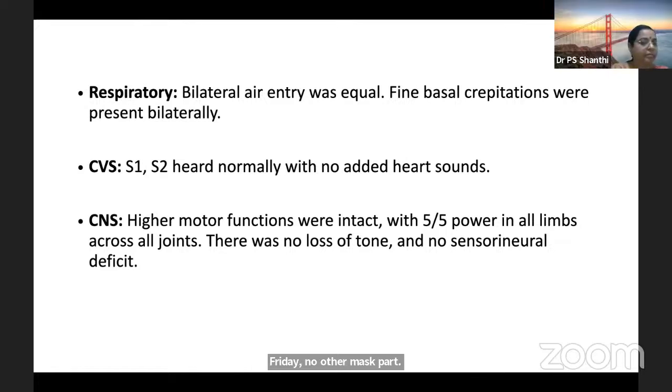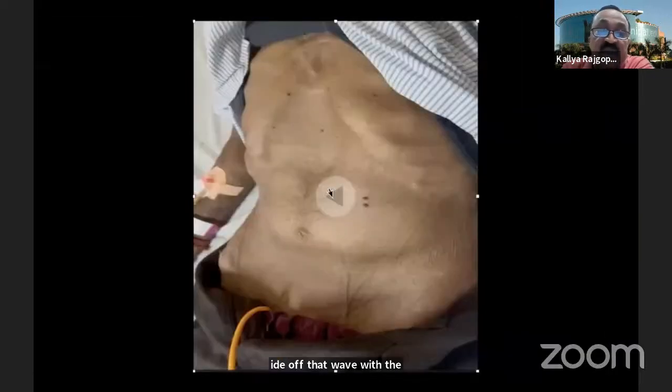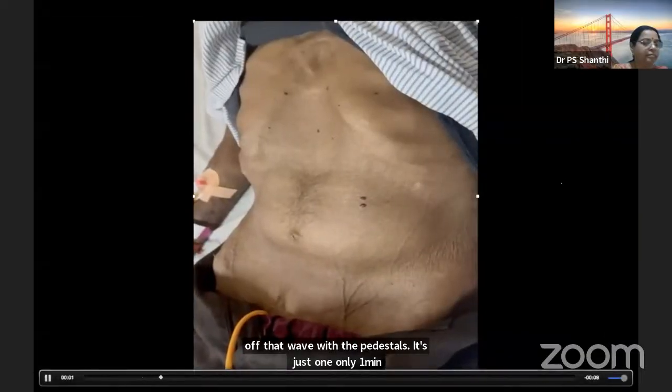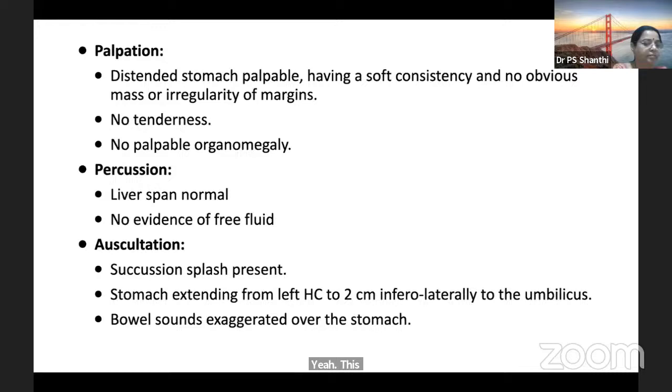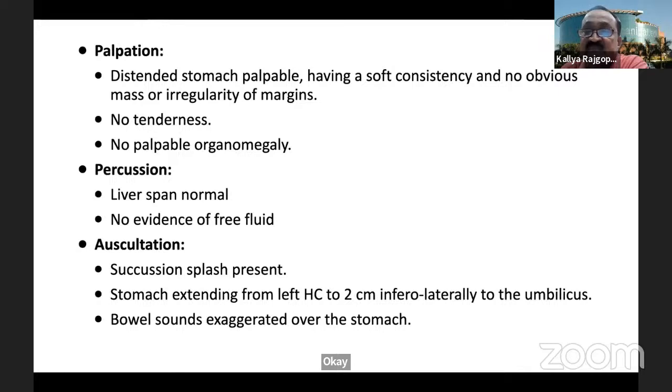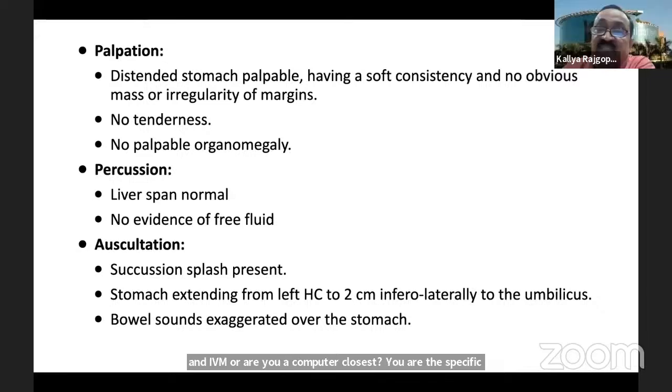You show me the slide of that wave with the peristalsis, just 1 minute I will take. No, not this, this I have seen. The next. See, you have only written there no tenderness and no palpable organomegaly. Please do not make such vague statements. You have to look for masses here. If you are suspecting terminal ileum or ileocecal tuberculosis, you have to specifically look for masses in that area. That is important, instead of making a vague statement.